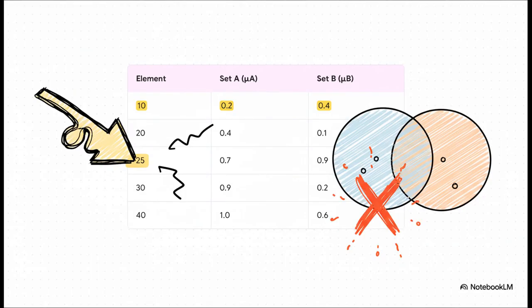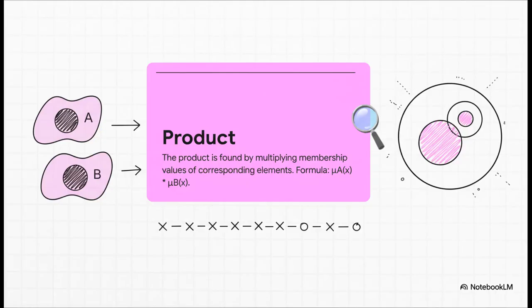So looking back at our sets, A and B, we can tell instantly that they are not equal. We don't even have to look past the very first element. For element 10, the values are 0.2 and 0.4. Since they don't match, the sets are not equal. End of story.